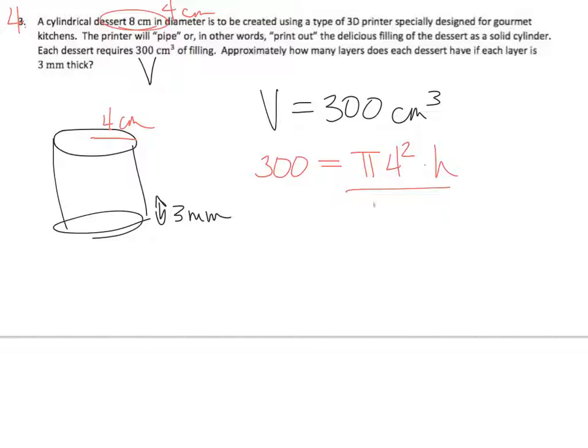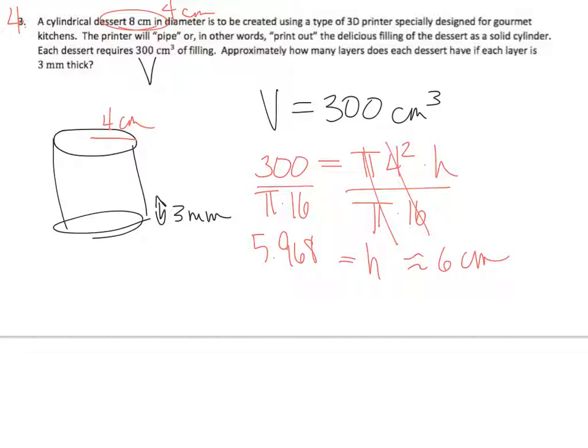So I'm going to divide both sides by pi and 16. I'm left with h equals 300 divided by pi divided by 16 gives me 5.968 centimeters. So the total height of the dessert is, let's just go for about 6 centimeters. We can go ahead and round that up. It's dessert, so it's not scientific.